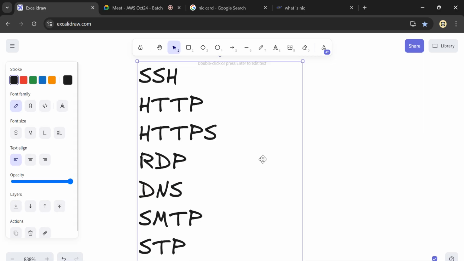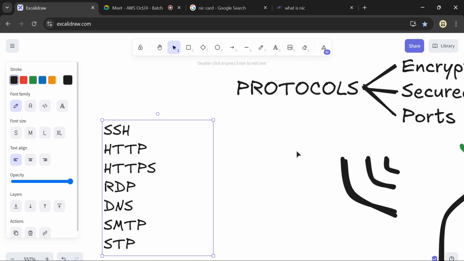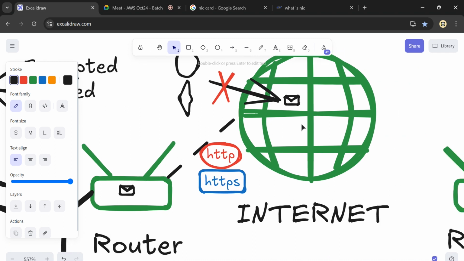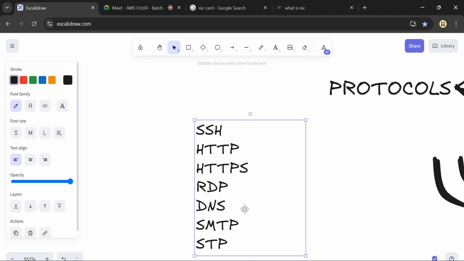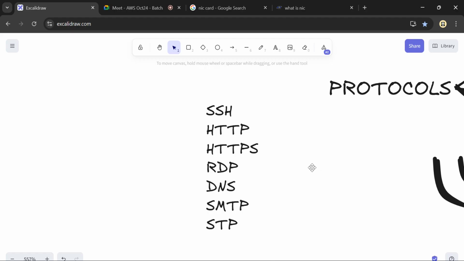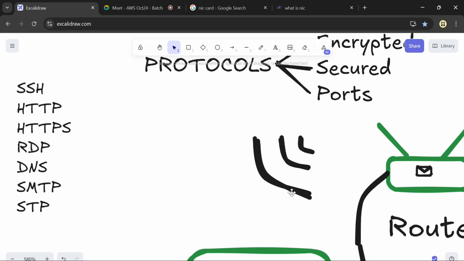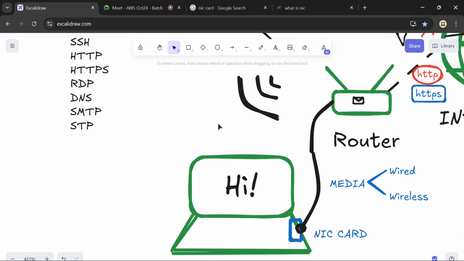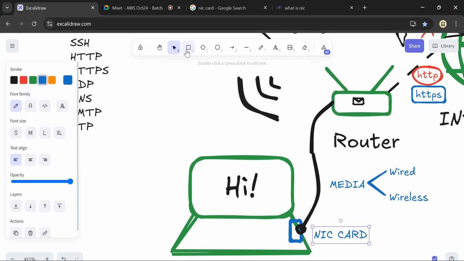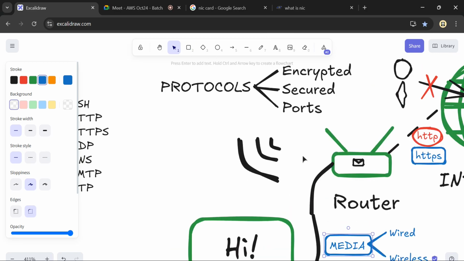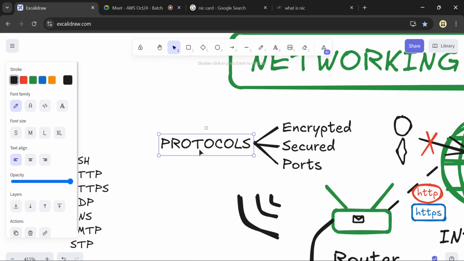So what is a protocol? Protocol is nothing but the rules that are used to establish the communication on the internet, right? These are the rules that are followed when you are establishing a communication on the internet. So this is what a protocol means. The first important component that I told you is the NIC card. The second component is the media. The third important component is the protocols.